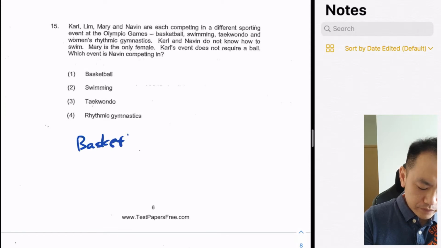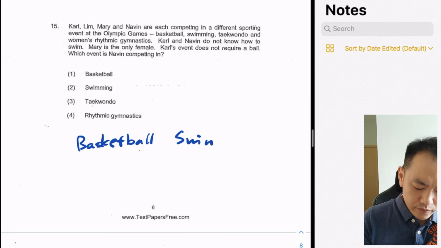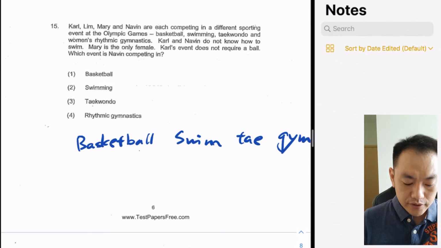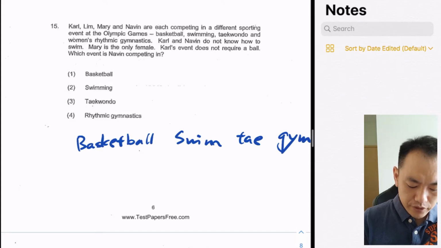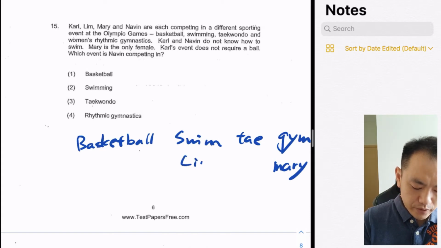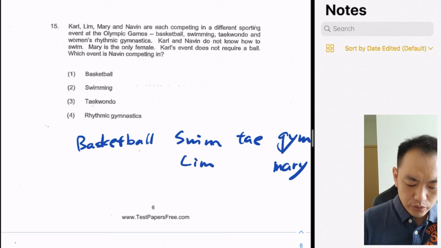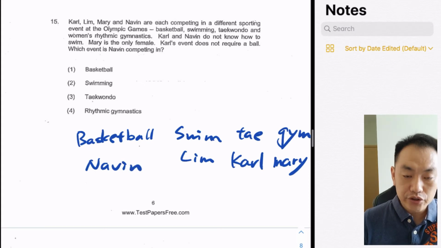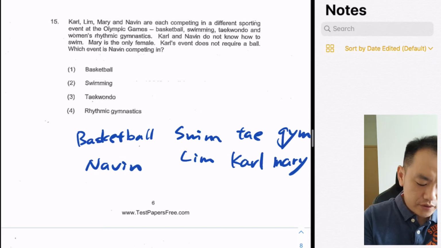Basketball, swimming, taekwondo, and the gymnastic. Okay, so Mary is the only female, and since the sport is called women's rhythmic gymnastic, we are pretty sure Mary is doing the gymnastic. And then Carl and Nathan don't know how to swim, so the swim will be the last boy, which was Lim. And then Carl's event doesn't require a ball, and basketball uses a ball, so Carl is doing taekwondo. That means Nathan is doing basketball. Okay, the question is asking which event Nathan is competing in. So the answer is basketball.